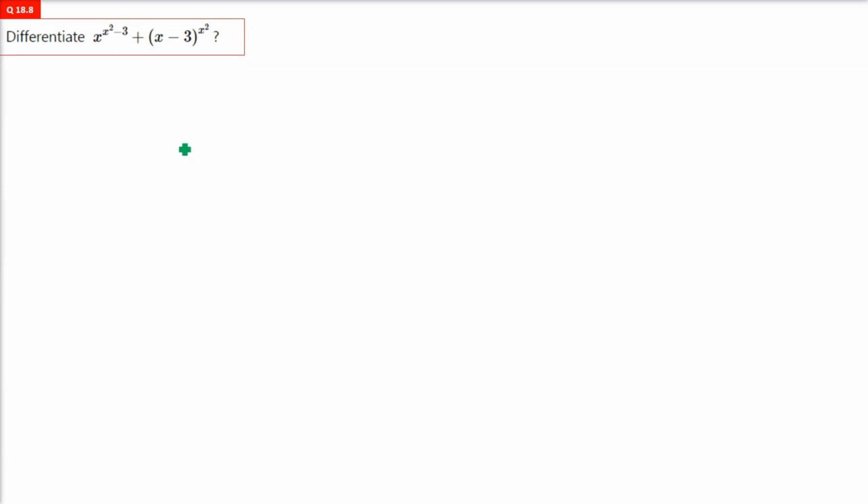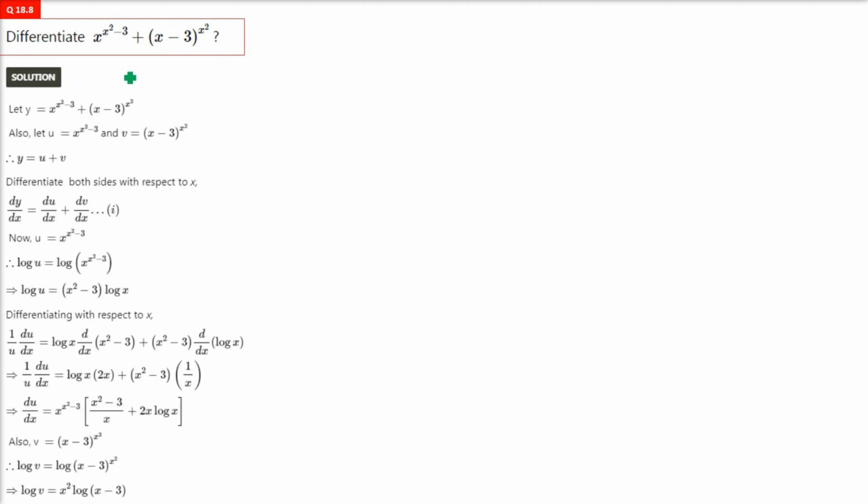Now x to the power x square minus 3 plus x minus 3 to the power x square. So first term you can take it as u, second term you can take it as v. This is u, this is v. And then we write y as u plus v. Du by dx will do, dv by dx will do, whatever the result, we are going to add them up. So let us start with the first term.